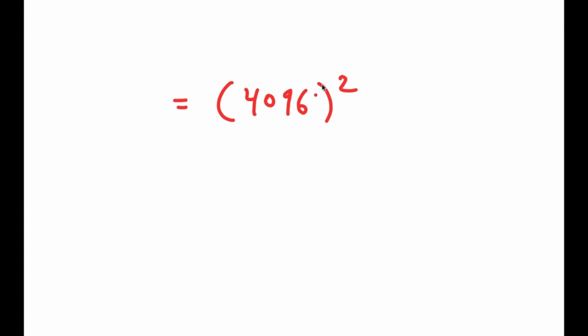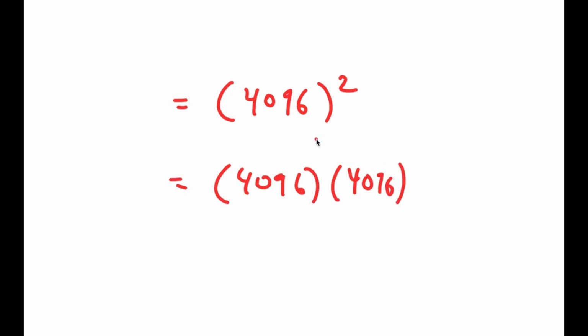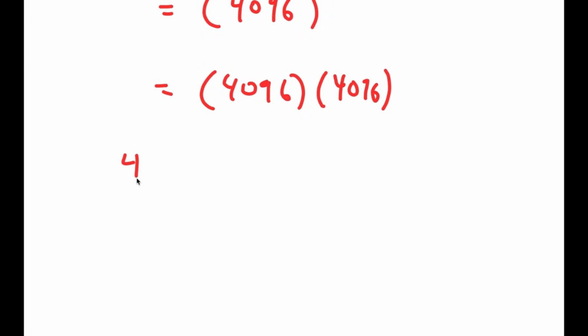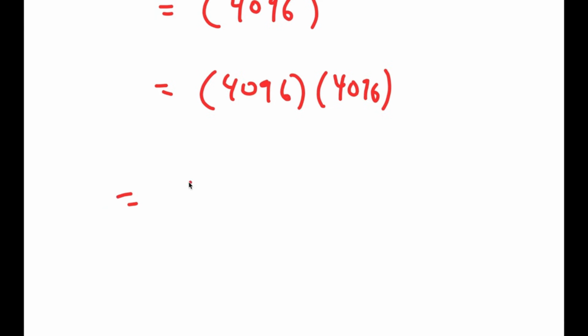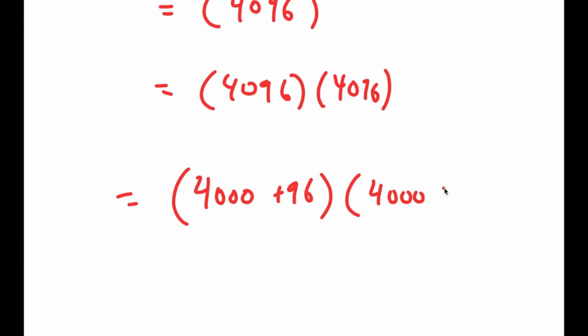Now, first of all, 4,096 squared is the same thing as 4,096 times 4,096. What most people would do is just multiply this using the conventional method. However, this method takes way too long, and it's really easy to make an error. So instead, to more easily solve this, I'm going to rewrite this as 4,000 plus 96 times 4,000 plus 96.